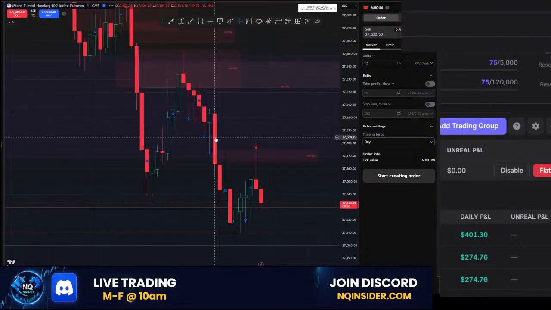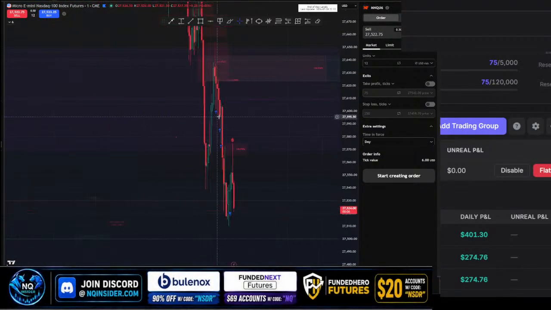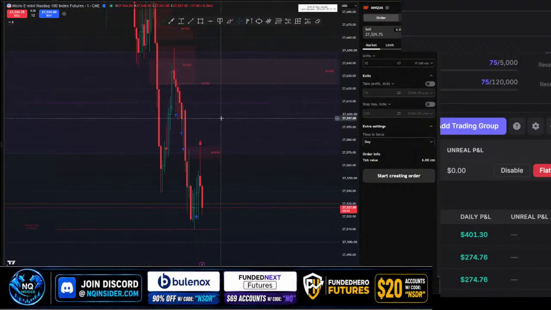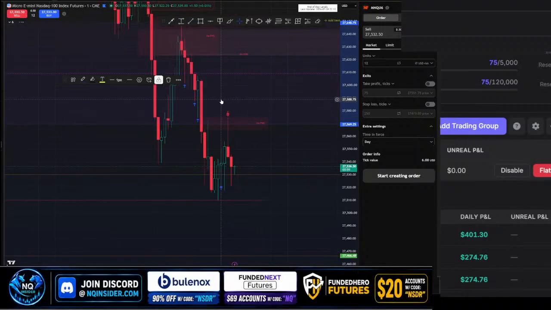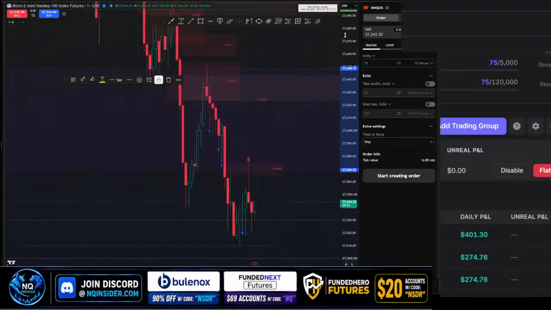I held on to this. The next mistake that I made was I longed it inside of one of these clusters instead of waiting for a pullback. That was the second mistake that I made. The third mistake that I made was there was zero indication that they were going to reverse this market. There was zero market structure.